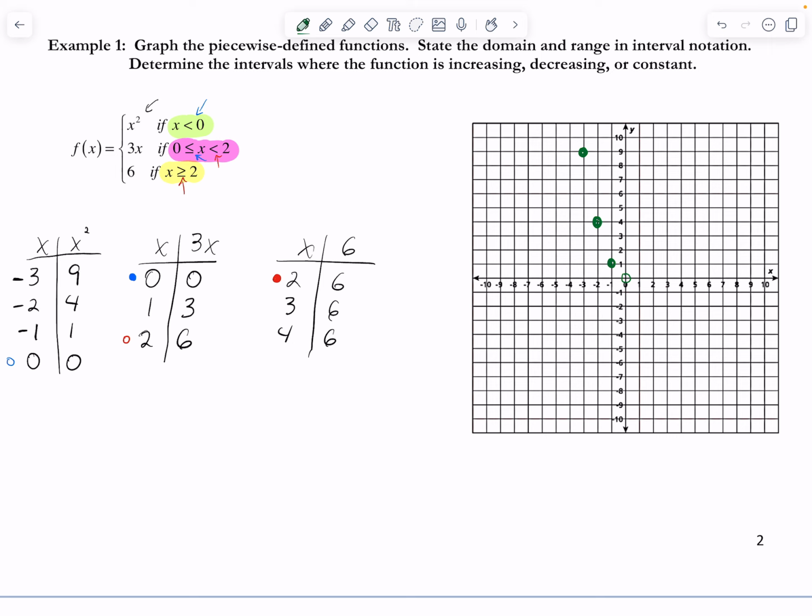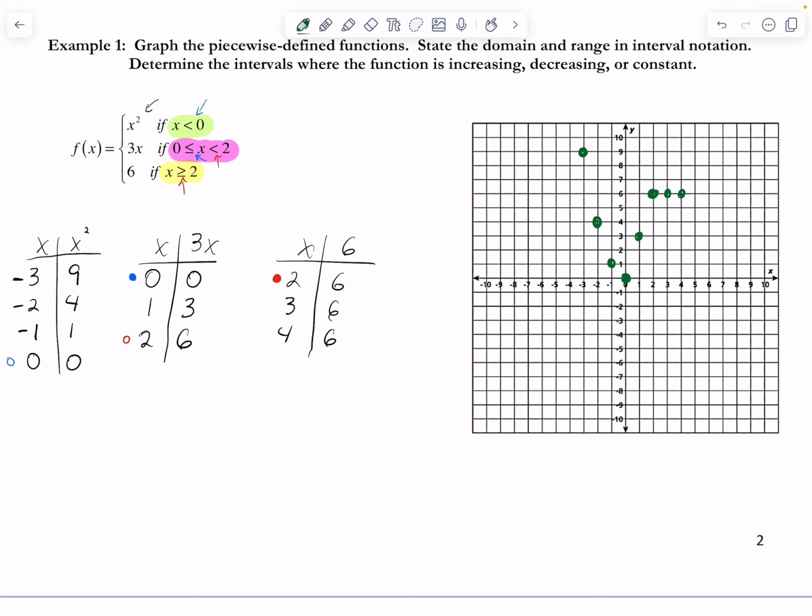But then when I move to the next part, that 0, 0 that's closed fills it in. 1, 3, 2, 6. Oh, I'm sorry, that one should have been open. Let me do that again. So that 2, 6 should have been open. Now the next 2, 6 is going to fill it in. Then 3, 6, 4, 6.